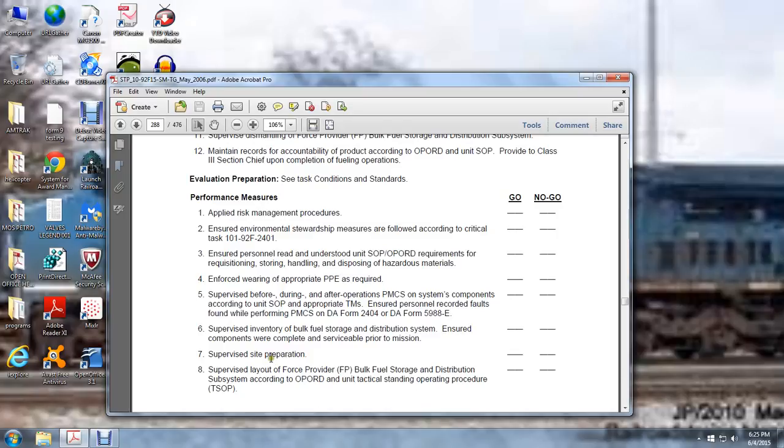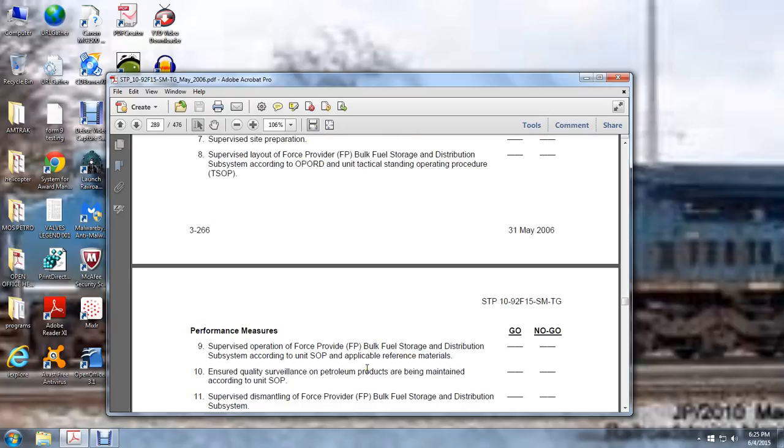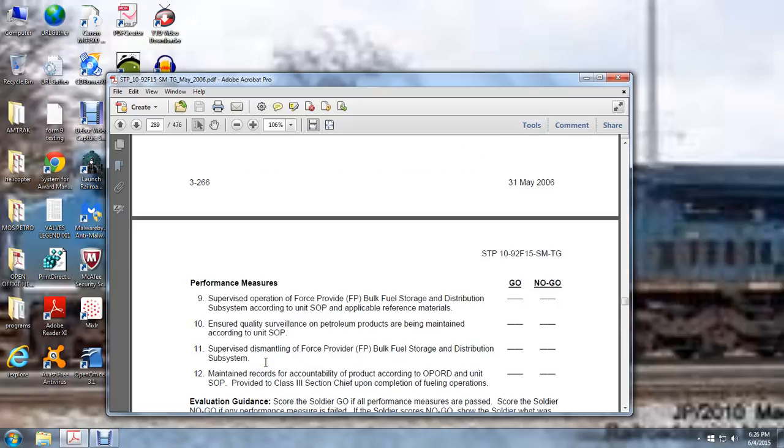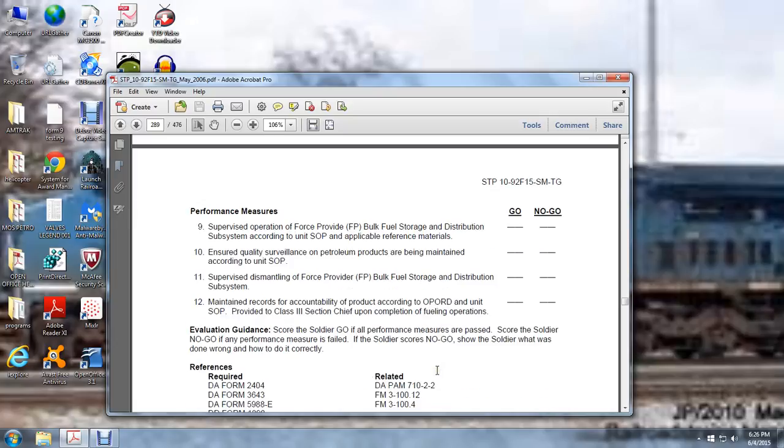Supervise site preparation. Supervise site layout of the Force Provider bulk fuel storage and distribution subsystem according to the operation order and tactical standing operating procedures. Supervise operation of the Force Provider bulk fuel storage and distribution subsystem according to the unit standard authorization procedures and applicable reference material. Ensure quality surveillance of the petroleum products is maintained in accordance with standard authorization procedures. Supervise dismantling of the Force Provider fuel storage and distribution system. Maintain record accountability of the product according to the operation order and unit standard authorization procedures, and provide to the Class 3 Section Chief upon completion of the fueling operations.